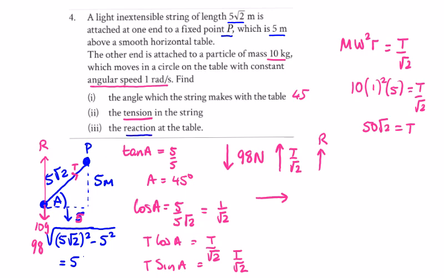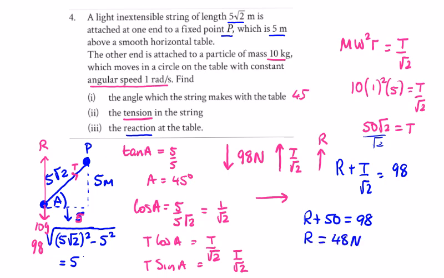And the reaction at the table, well, we have this formula here, R plus T over root 2 is equal to what's going down, force up equals force down. So T divided by root 2, well, if I just come up here and do a little bit of rough work, if I divide this by root 2, T over root 2 is 50. So we're going to get R plus 50 is equal to 98. So therefore R is equal to 48 newtons. And that completes question 4.